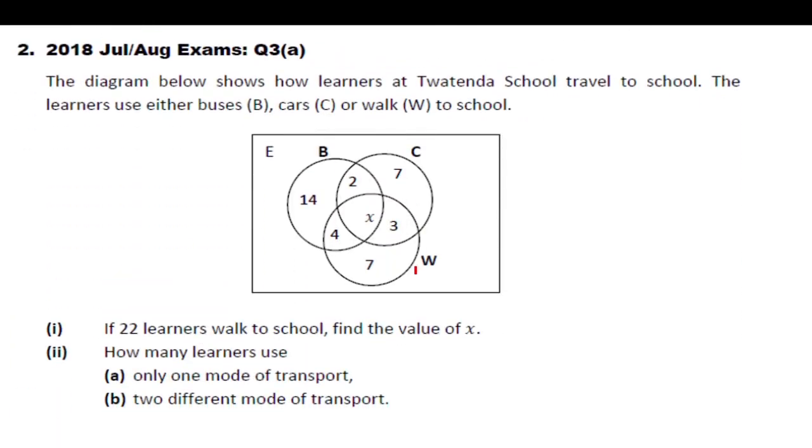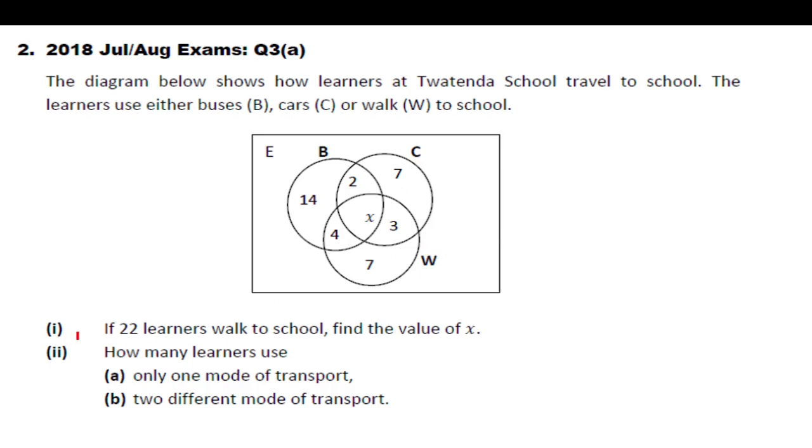All right. So question number 2, 2018 July August exams, question 3A. The diagram below shows how learners who attend a school travel to school. The learners use either buses, cars, or walk to school. So we are given this diagram here, where those who use the bus are represented by B, those who use cars are represented by C, and those who walk are represented by W.